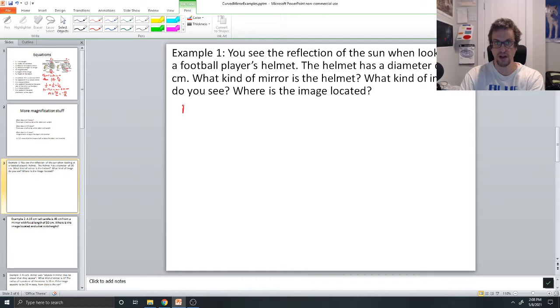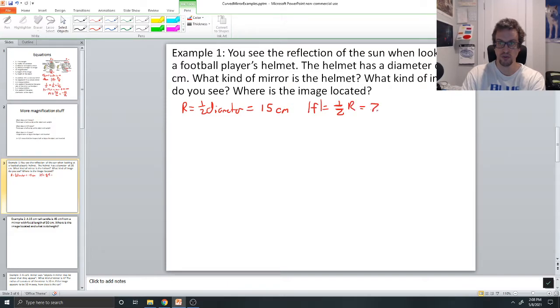So that means radius equals 1/2 diameter, which is 15 centimeters. And focal length, the absolute value at least, is 1/2 radius, or 7.5 centimeters. Okay. Now, what kind of mirror is the helmet? I probably should answer that first.